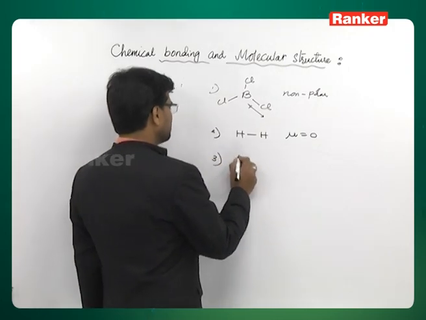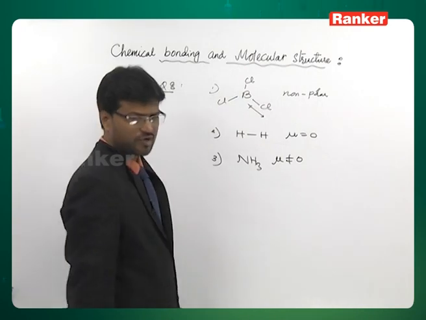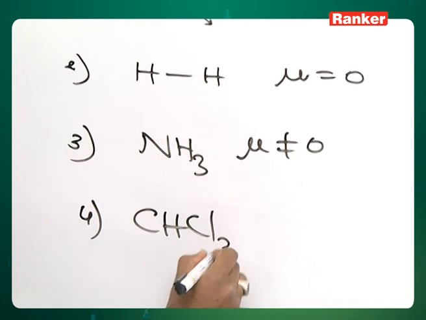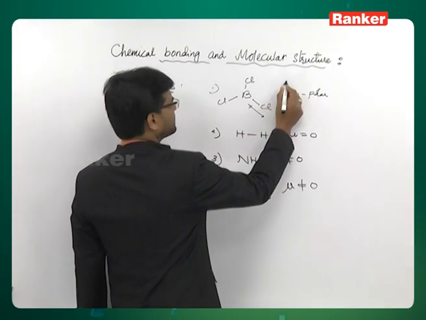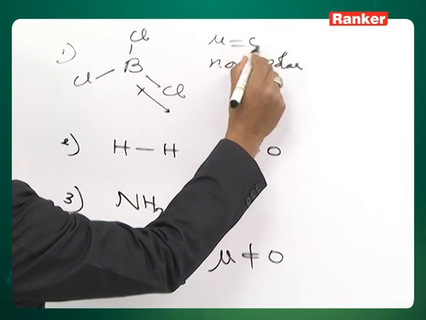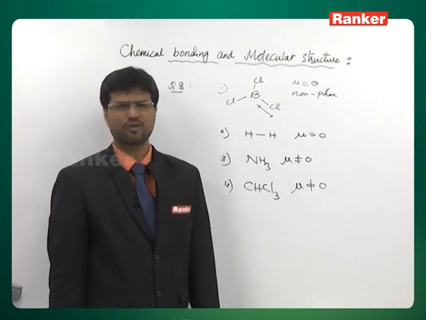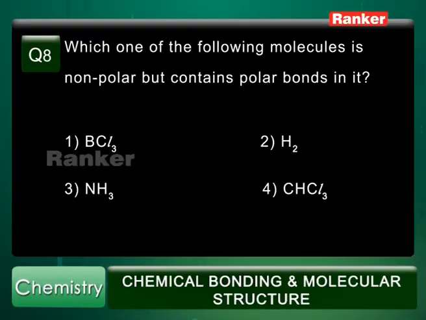Look at ammonia. The molecule as such is polar. So, it is not a non-polar molecule, it is a polar molecule. CHCl3 also has mu not equal to 0. So, the correct answer is boron trichloride, whose resultant dipole moment is 0, but the bond moment is finite. So, the correct answer is option 1, that is BCl3. The molecule as such is non-polar, but the bonds are polar.